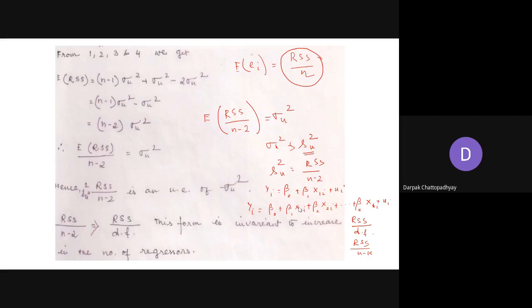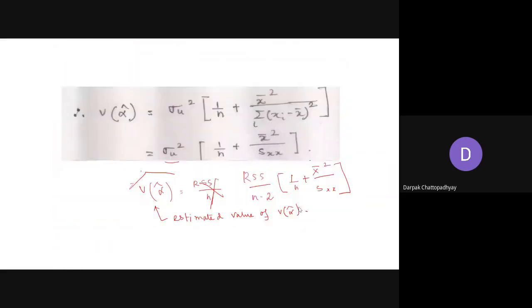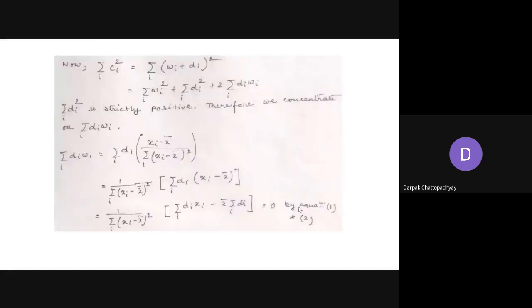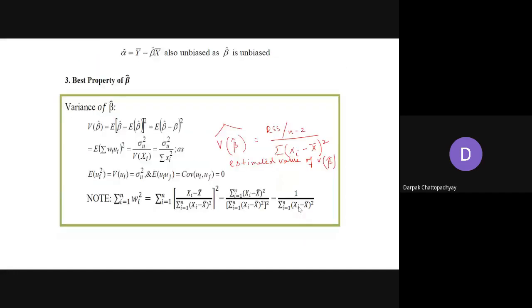ম্যাম ওই ভ্যারিয়েন্স অফ বিটা হ্যাটের স্লাইডটা দেখান। Variance of beta hat? ওই যে আগে একটা ওই বিটা হ্যাট বেস্ট প্রপার্টির ওই একটা আগে স্লাইডটা যাবেন ওই যে This one? হ্যাঁ হ্যাঁ হ্যাঁ হ্যাঁ। Yes, what's the question?